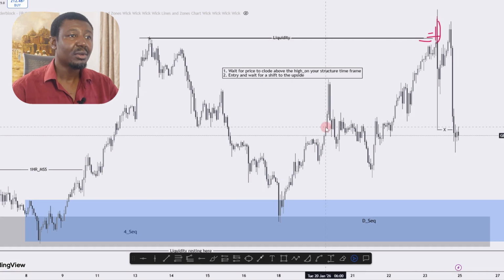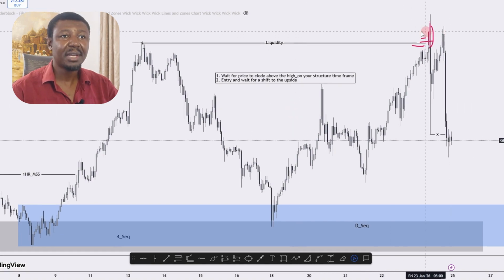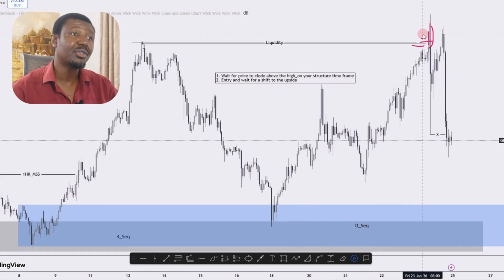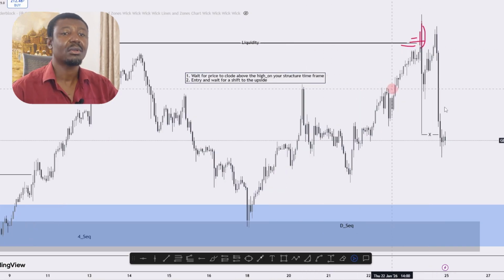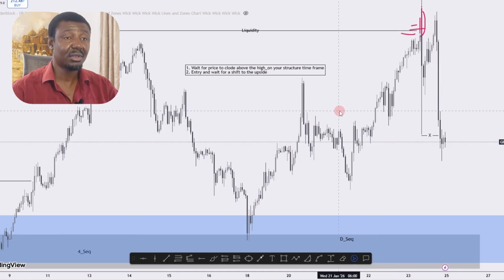Now what happened was that after price hovered around this place while the 1 hour candle was still building up, many traders jumped into the market and had their fingers burnt. But for smart money traders, what you want to do is lay back and wait and see what price is doing before you jump into the market.